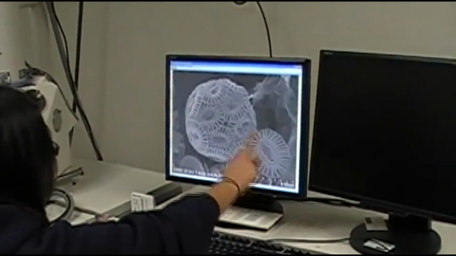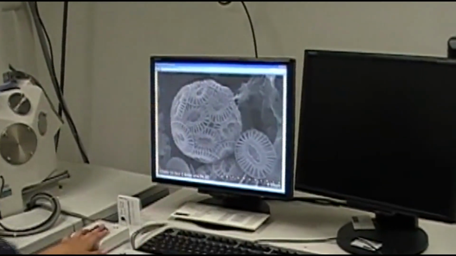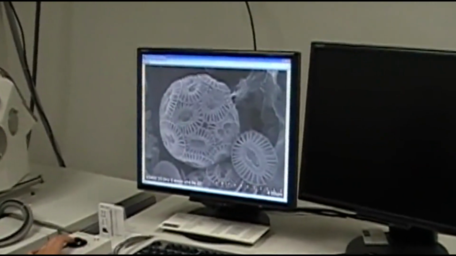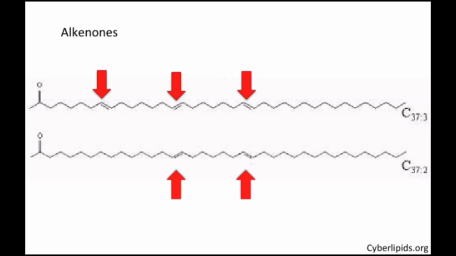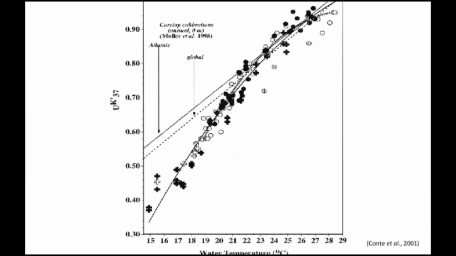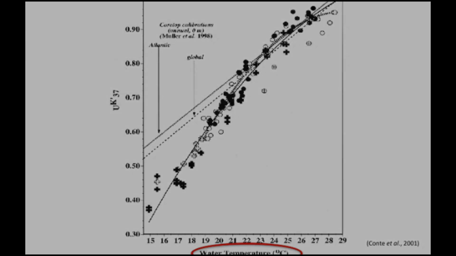If coccoliths are found in sediments, they can also be used to reconstruct past climate regimes through the degree of alkenone bond unsaturation determined through gas chromatography analysis. A strong correlation has been found between the degree of alkenone bond unsaturation and the temperature of seawater during formation.